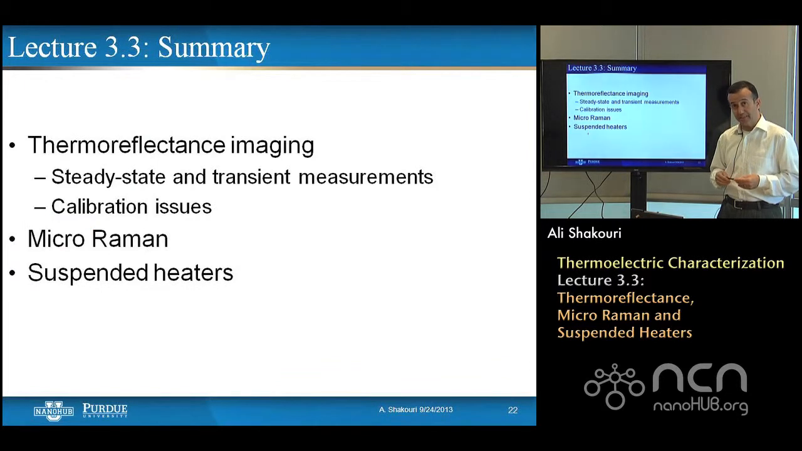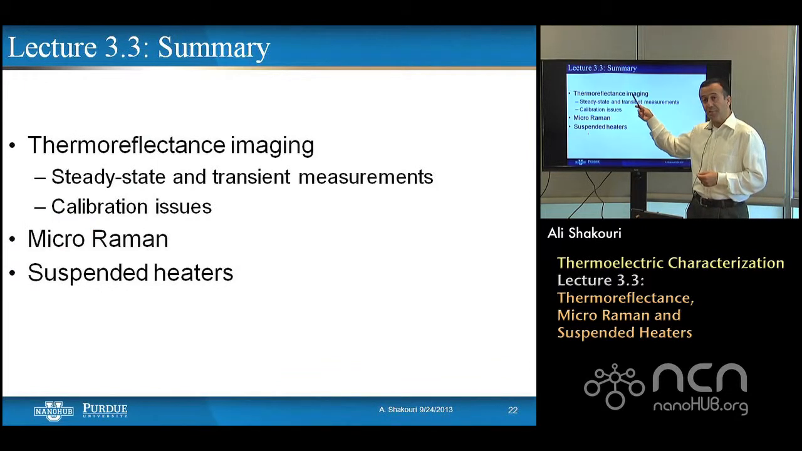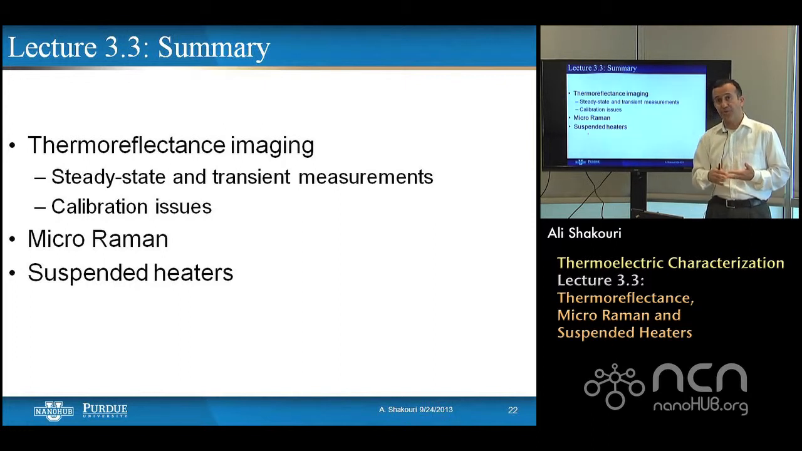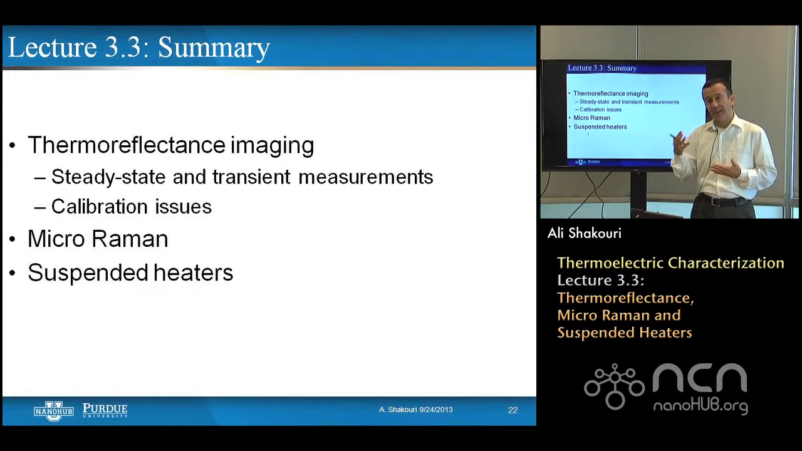Let me summarize. In this lecture, you saw specifically thermoreflectance imaging, how you can do steady state and transient measurements. The spatial resolution is down to 200 to 300 nanometer, temperature resolution easily less than a degree or 0.1 degree, and importantly, time resolution could be less than a nanosecond, down to 800 picoseconds. We discussed that to get really beyond an image, a calibrated temperature, you need to calibrate the thermoreflectance coefficient of the surface. There are some challenges that one has to be aware, but one could obtain quantitative results.